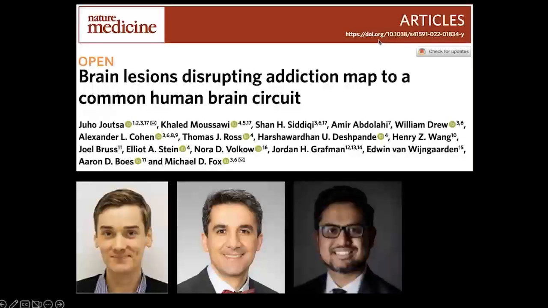And this is actually a huge collaborative effort across a lot of different labs, a lot of different experts in brain imaging and addiction. And it actually had 3 co-first authors on the paper, Juho Jucha, Khalid Moussaoui, and Sean Siddiqui, that deserve full credit for leading this team and this research. Next slide.